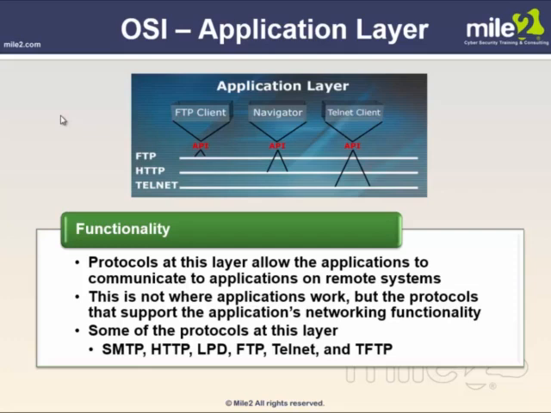Now, some of the protocols at this layer would be your Simple Mail Transfer Protocol, which runs on port 25, HTTP, which runs on port 80, that's your Hypertext Transfer Protocol. We also have the Line Printer Daemon Protocol, or LPD. A lot of times you're going to see something like 9100 as the port number, which is also your JetDirect. All right, the FTP, your File Transfer Protocol, which is going to be port 20 and 21. And you have Telnet, which runs at port 23, and TFTP, which runs at port 69, which is your Trivial File Transfer Protocol.